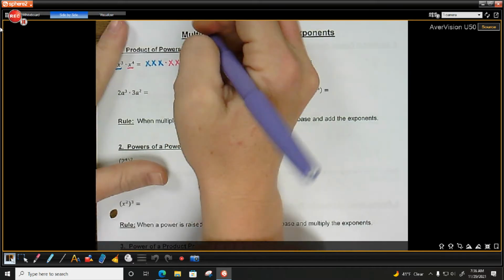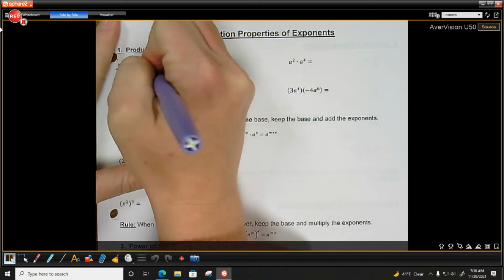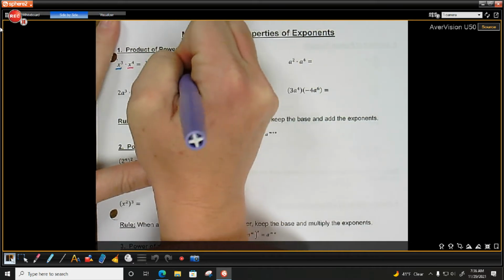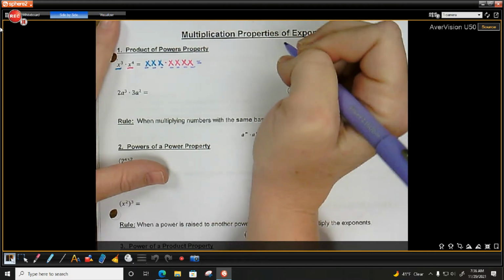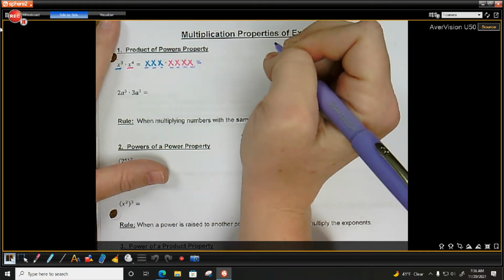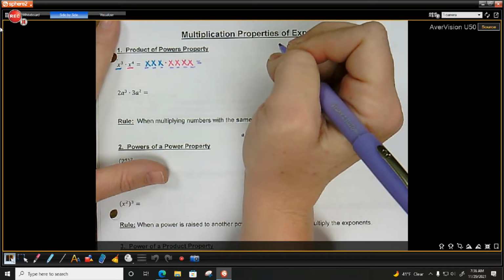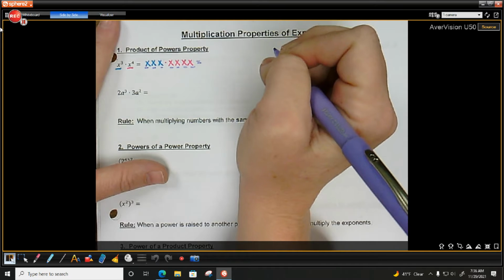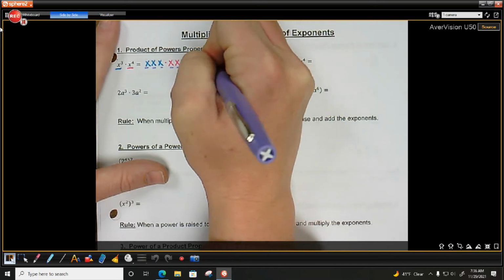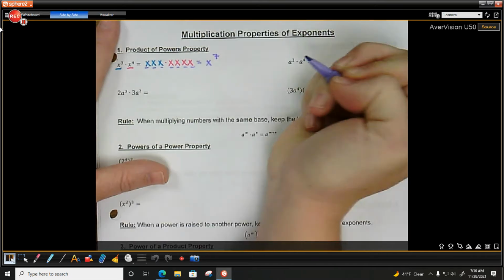7. So I can rewrite this. 1, 2, 3, 4, 5, 6, 7 x's. So I can rewrite this as 7x. No. How would I rewrite this if there's 7 x's? X to the 7th power.